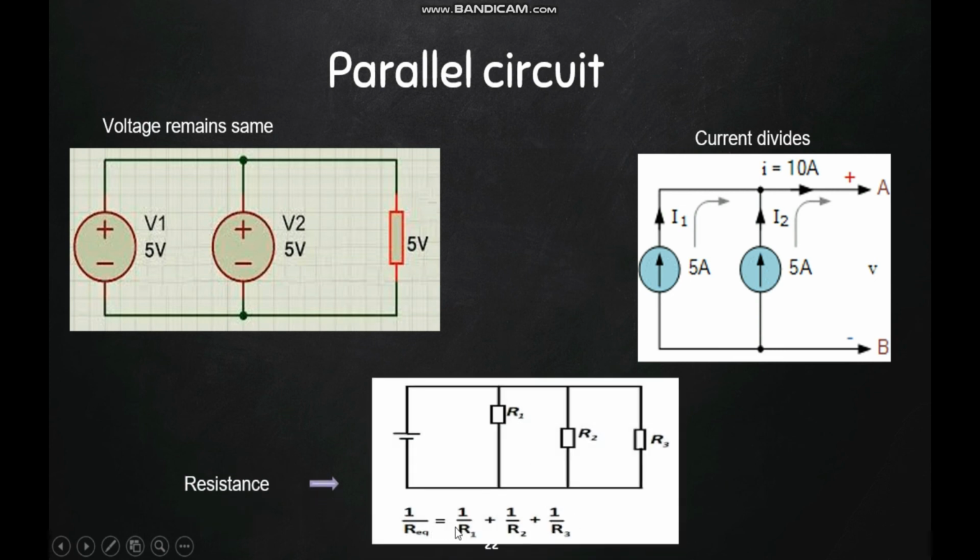As discussed before, we add 1 over resistor 1 plus 1 over resistor 2 plus 1 over resistor 3 to give 1 over the total resistance. So in the final answer, we have to take the reciprocal to get our total resistance. So in a parallel circuit, voltage remains the same, current divides, and this is how we add resistance. We take 1 over R1 and 1 over R2 to find the total resistance.